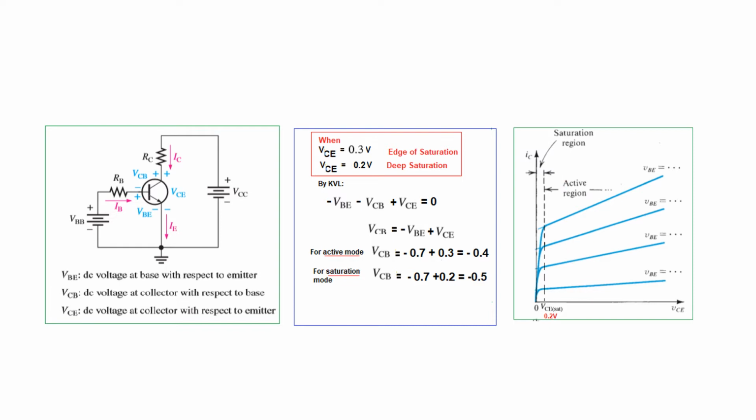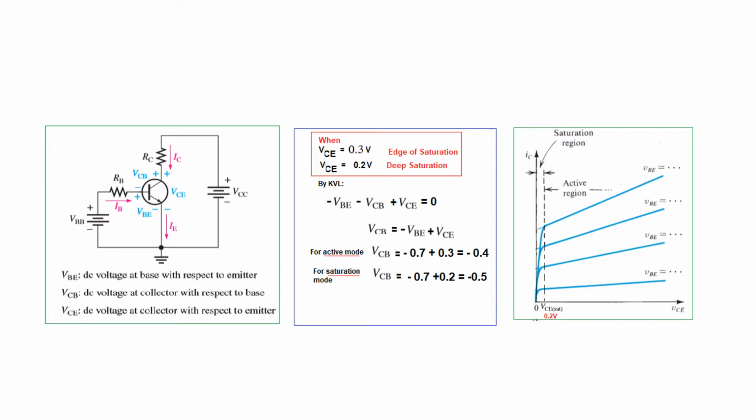So VCE at 0.3 is called the edge of saturation. So this is the saturation point. At 0.3 it will be at the edge of saturation, and greater than 0.3 it will be in the active region. And if VCE is 0.2, then we call that the transistor is operating in the saturation mode.